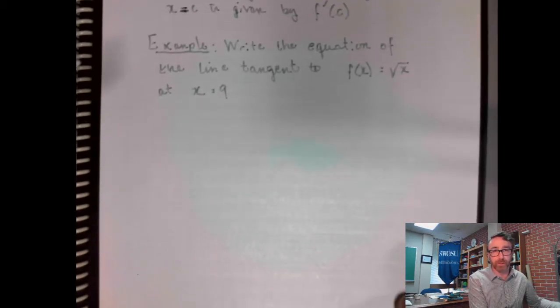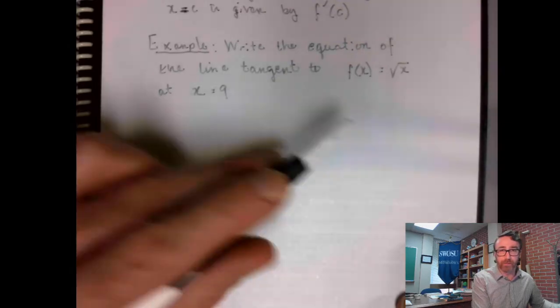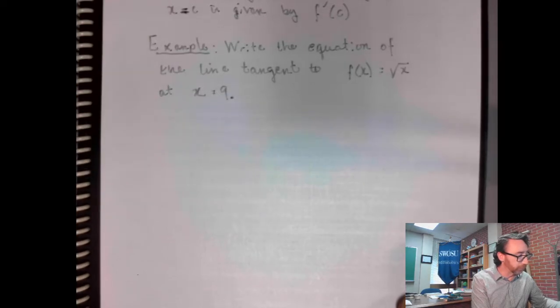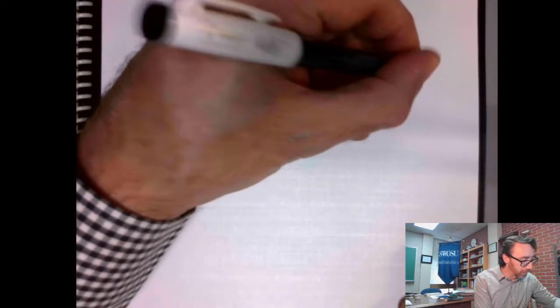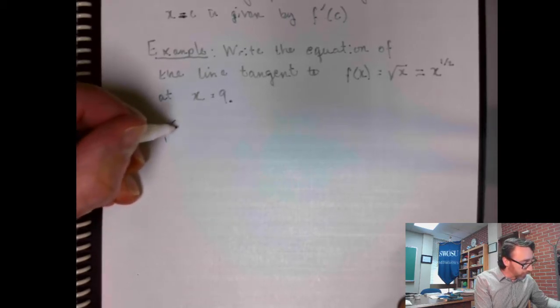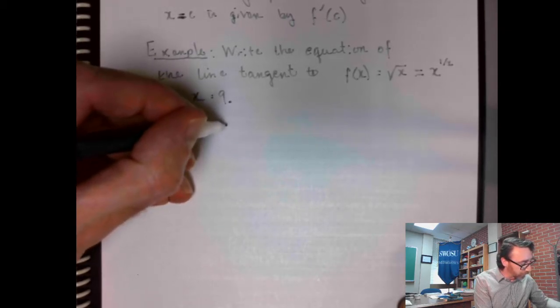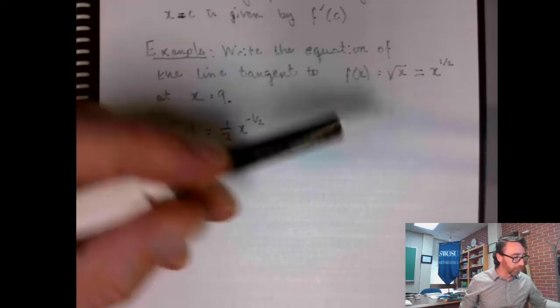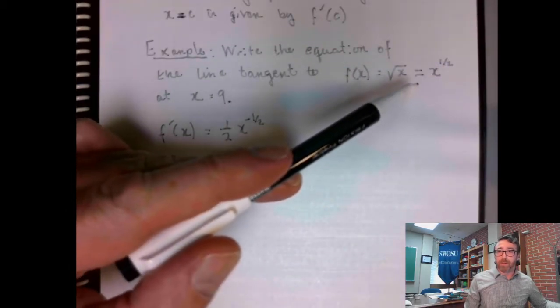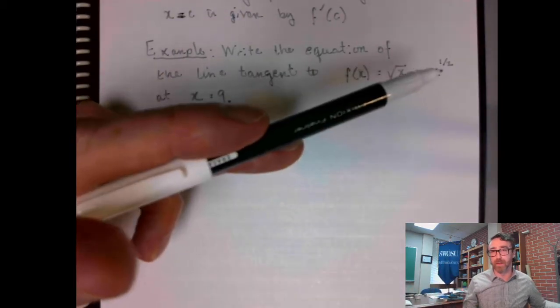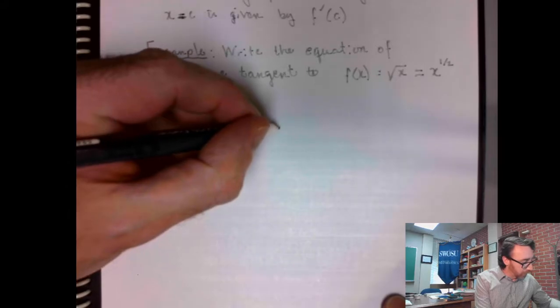Let's say we want to write the equation of the line tangent to f of x equals square root x at the point x equals 9. Now of course we remember that square root x is x to the power 1/2, and then we can differentiate using the power rule. So we get f prime of x equals 1/2 x to the power negative 1/2, right? The exponent comes down, becomes our coefficient, and the new exponent is 1 less than the old exponent, so we take 1/2 minus 1 and get negative 1/2.